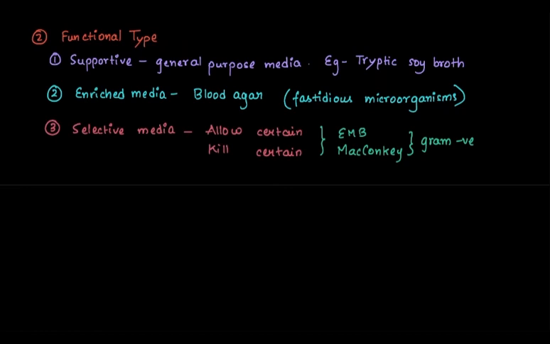Right. So this eosin methylene blue has the eosin Y and the methylene blue, which is toxic to the gram-positive. And MacConkey has some bile salts which are toxic to the gram-positive. So that is why these are selective media. They are selective towards what they are allowing to grow and what they're killing. And finally we have the differential media.